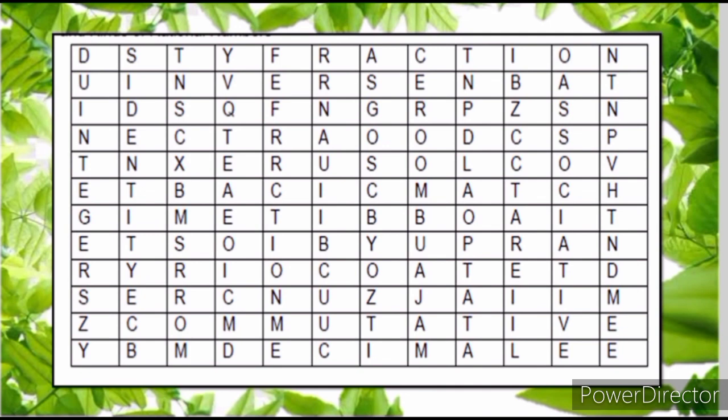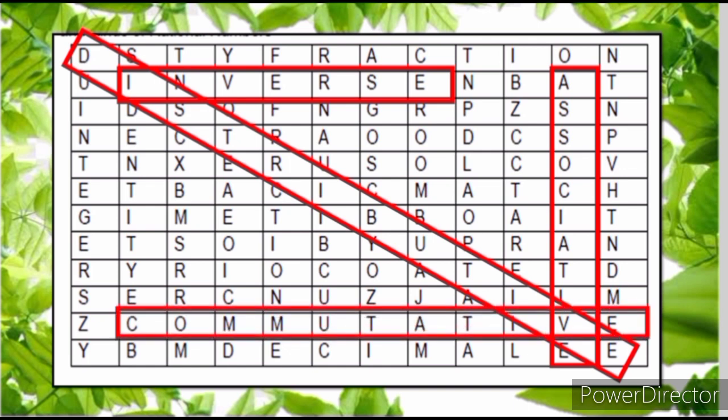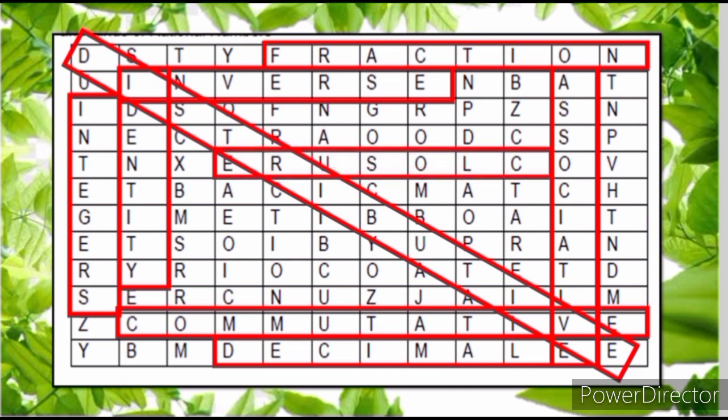Now, let's review our answers. Let's give the words that we found. The first word is associative, distributive, inverse, commutative, identity, fraction, decimal, integers, closure, and we have zero. Those are the 10 hidden words.